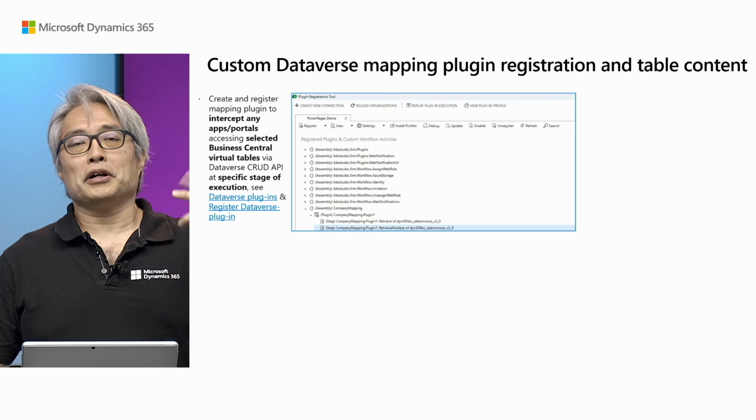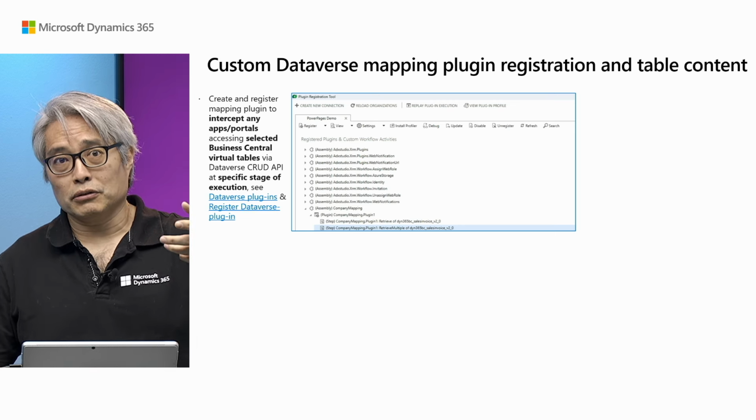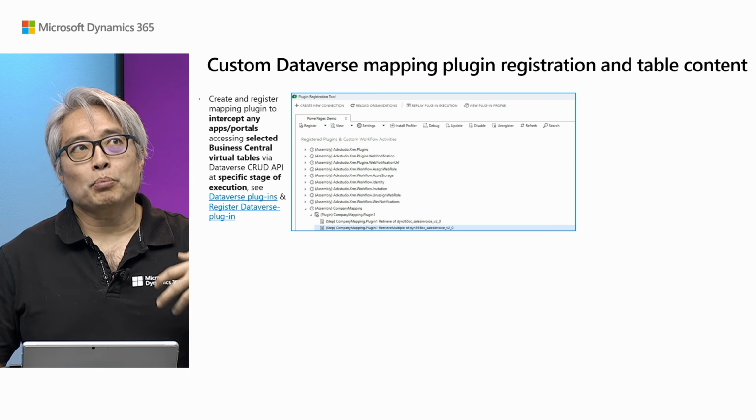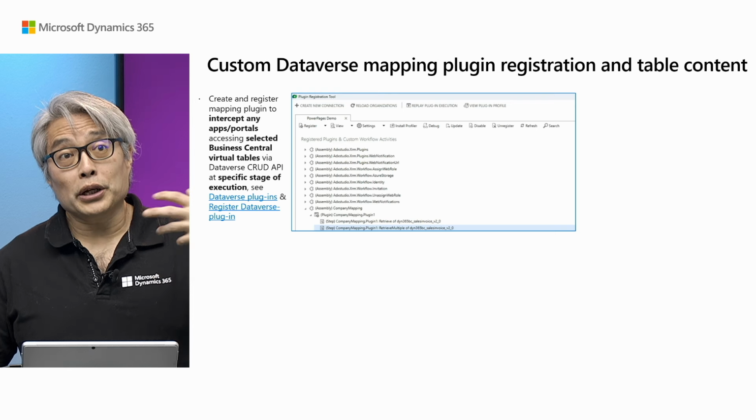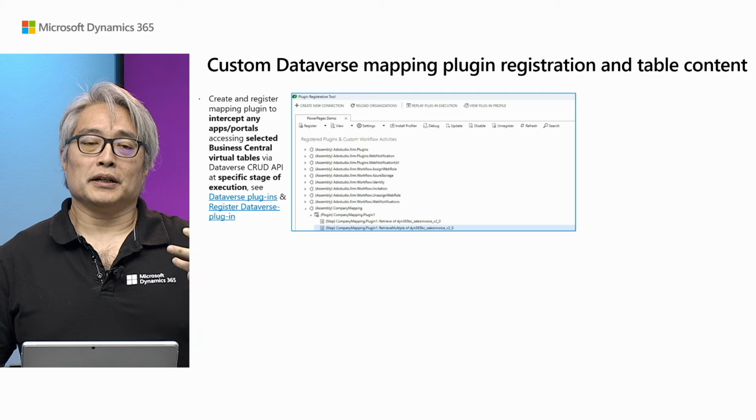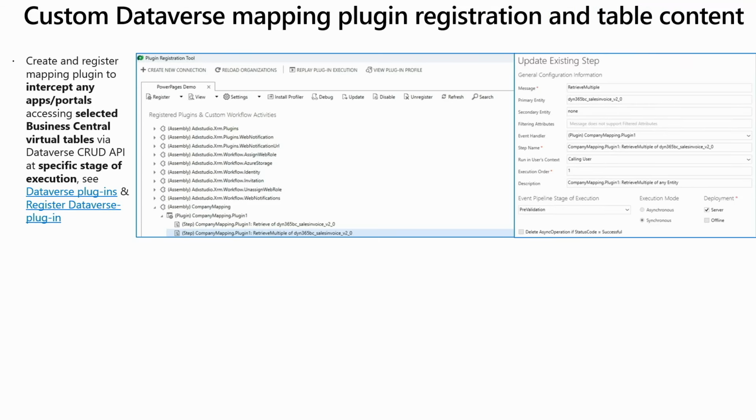So you know that whenever you want to access the sales invoice virtual table, either single row or multiple rows, the plugin will be triggered. But when the mapping plugin is triggered, you want to know when it should actually trigger, right? So you have to pick the right execution stage. In this case, we pick the pre-validation stage such that it always does its operation before the actual operation done by the Business Central CRUD API, right?